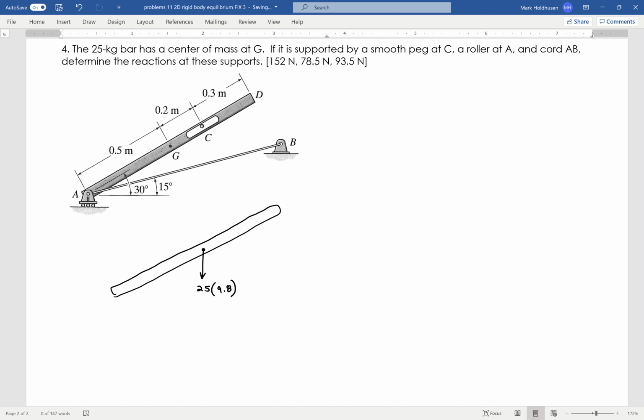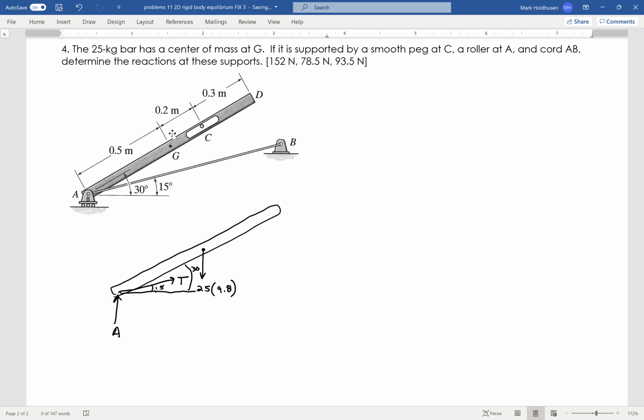Now let's go ahead and include our tension in the cable right here. This is a 15-degree angle. This is a 30-degree angle. I'm not sure if we need that, but we've got that in there. I have a roller at A, so it's free to move horizontally but can't move vertically, so I have to have a reaction there. Same thing at C, right?